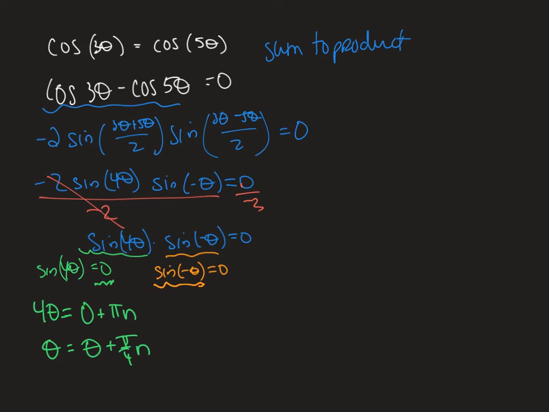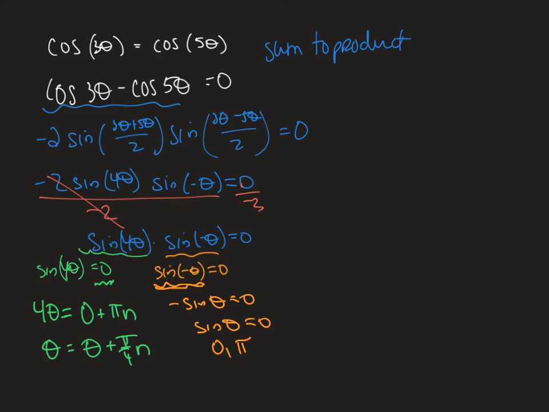And then over here, the other one. This is an even odd formula. It's on the front of your sheets. Sine of negative theta is negative sine theta equals 0. So sine of theta equals 0. And the only place that happens is at 0 and pi.